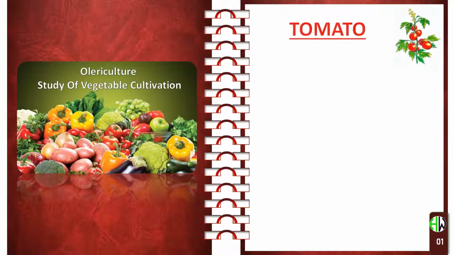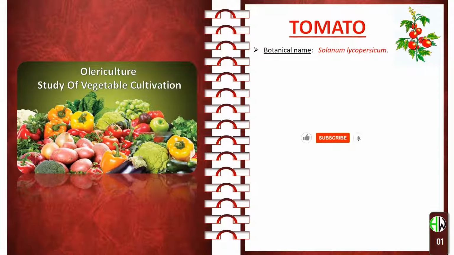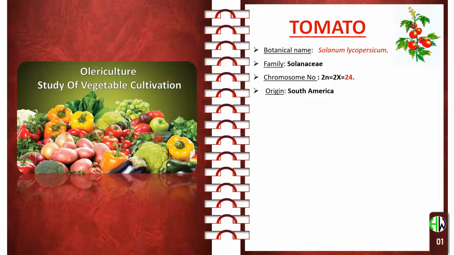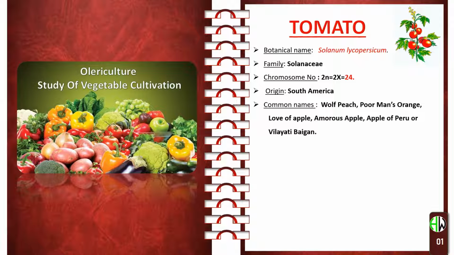Now let us learn firstly about tomato crop. Botanical name is Solanum lycopersicum. Family, Solanaceae. Chromosome number is 2n = 2x = 24. Origin, South America. Common names are wolf peach, poor man's orange, love apple, amorous apple, apple of Peru or vilayati baingan. Tomato fruit is a berry which is multi-seeded and contains 2 to 12 locules.